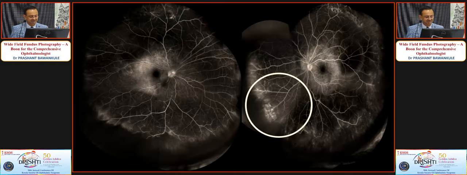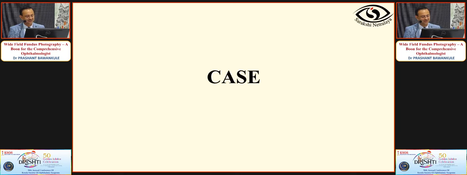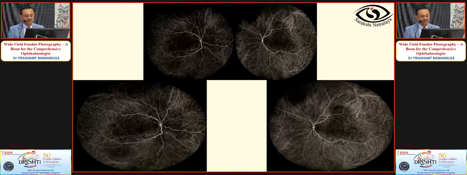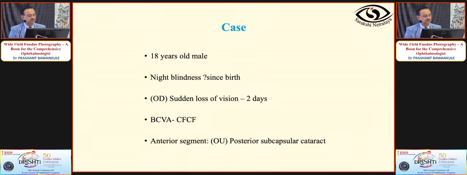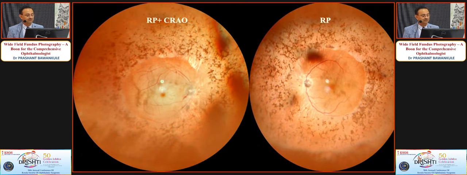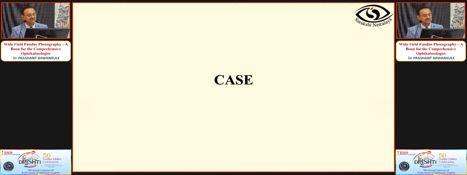I would just run through this presentation now. There are multiple such cases. This is again the multiple blisters which I can pick up on this case of a wide field photograph. And this patient was diagnosed to have night blindness, and was diagnosed to have macular edema, rather retinal edema in one eye. When we did an angiogram, this is a case of simultaneous retinitis pigmentosa with CRAO.